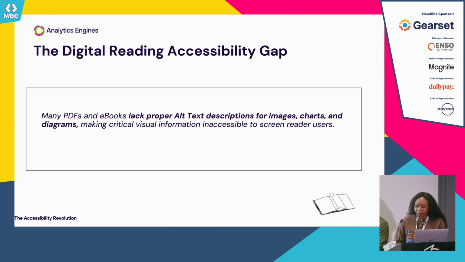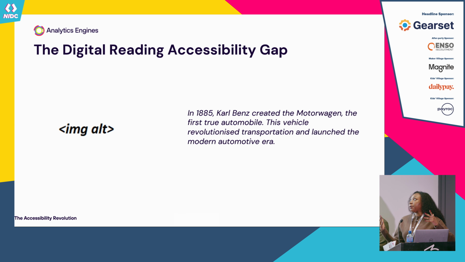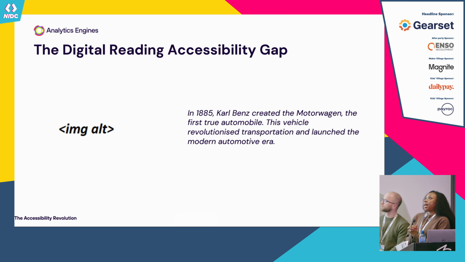I thought it'd be good to give an example. So I want you to think about how you would experience this book. This book is about the first car ever made. And beside the first paragraph, we have an image of the supposed first car. So in 1885, Carl Benz created the motor wagon, the first true automobile. And this vehicle revolutionized transportation and launched the modern automotive era. And if you think about how this feels, it feels incomplete. It feels almost empty without the alt text.